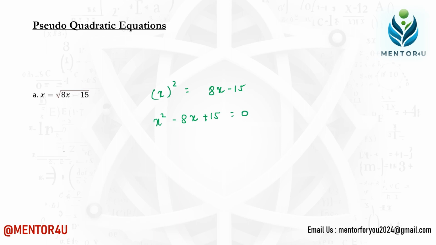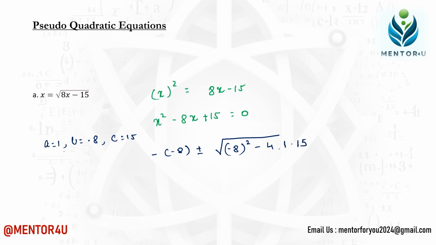Now you can either factorize it or you can use the quadratic formula to get the roots of it. Since we are discussing the quadratic formula, let's try it. So here A is 1, B is -8, and C is 15. And the formula is minus B, minus of -8, plus minus root of B square. B is -8, so that is going to be -8 whole squared, minus 4 multiplied by A, where A is 1 and C is 15.